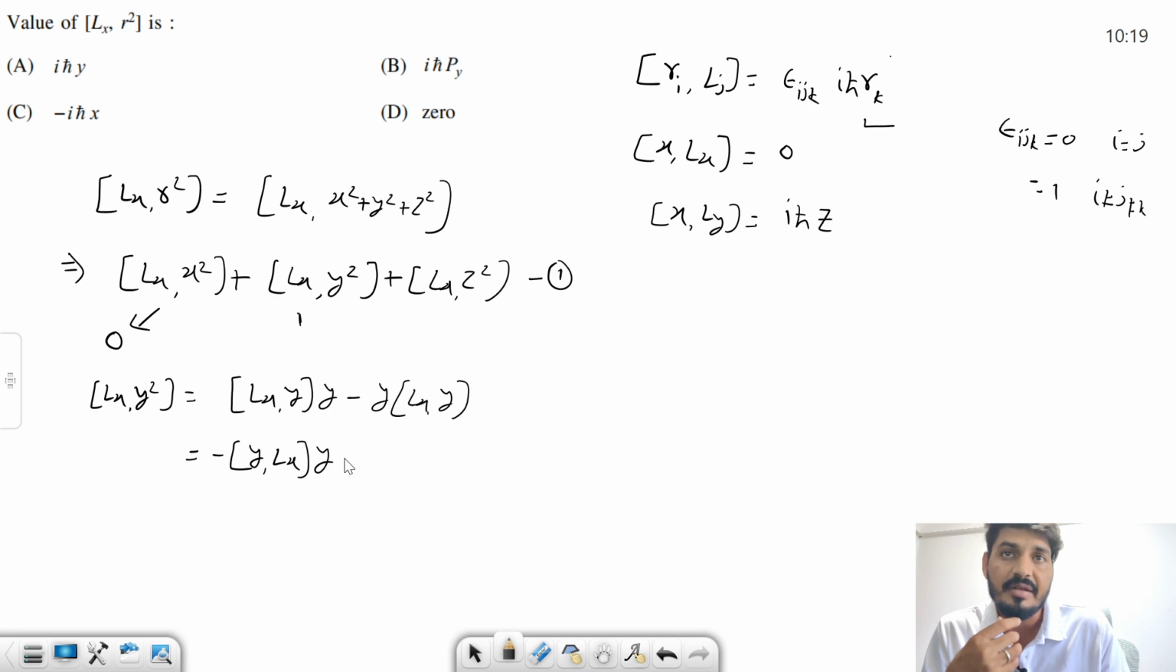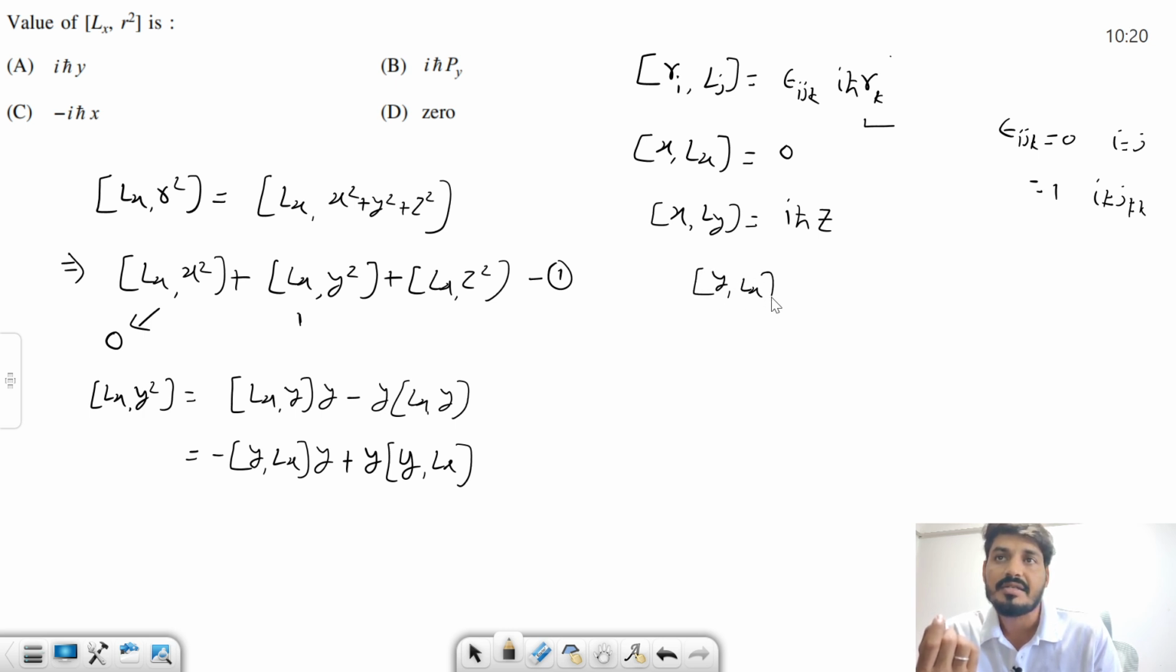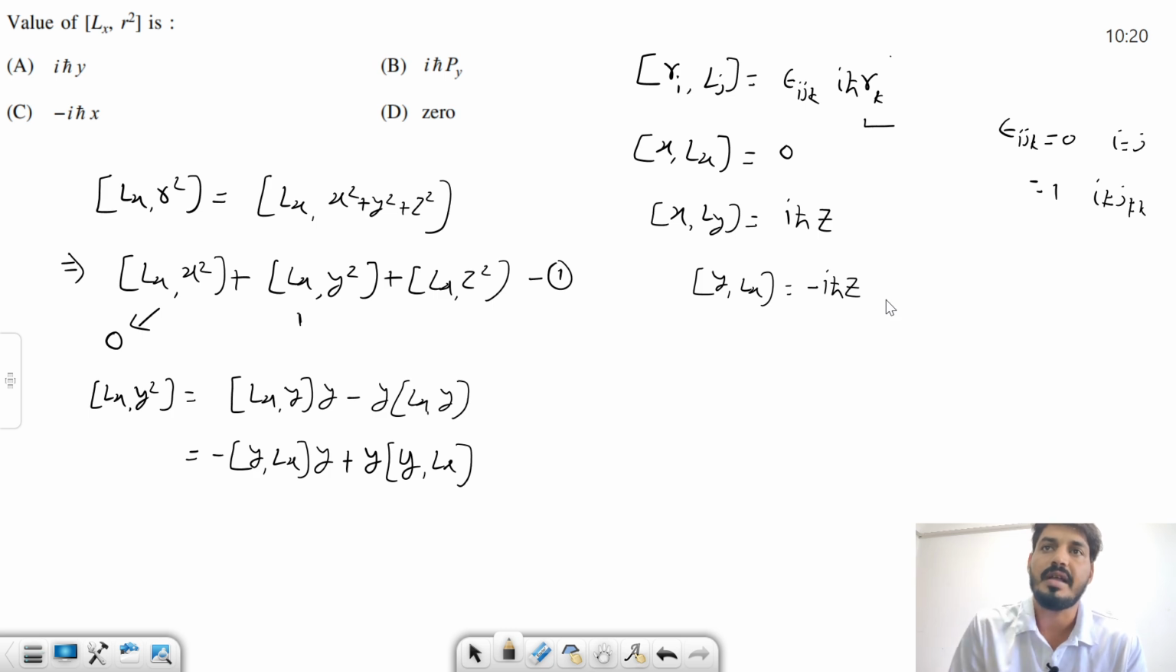Again same here, minus sign I can take outside, so this will become plus y Lx. So what is y Lx? See this formula. Instead of r I can put y, instead of this I can put Lx. So this will give you y Lx. This will give you minus iota h cut z, minus iota h cut z.